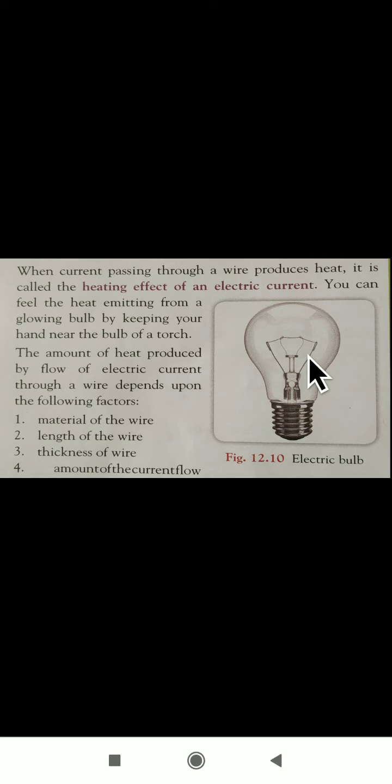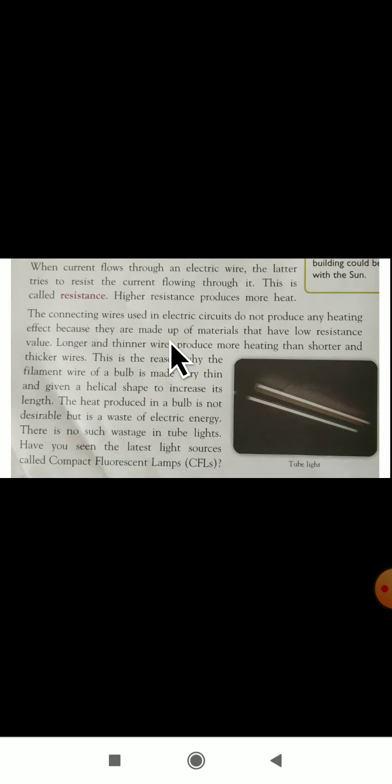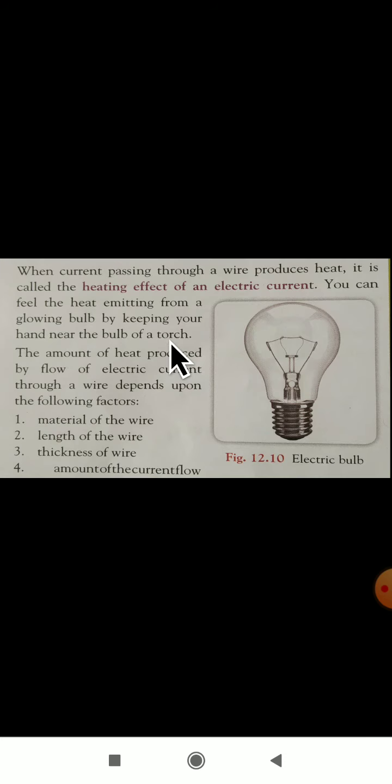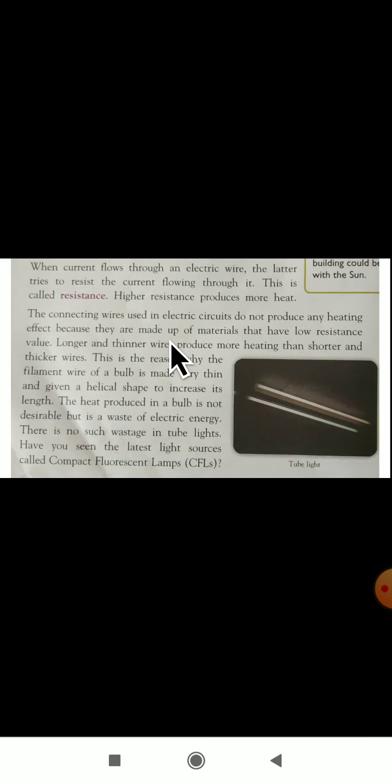You can feel the heat emitting from a glowing bulb by keeping your hand near the bulb of a torch. Dear students, I have already told you this, that when you touch any bulb, wait, one second.